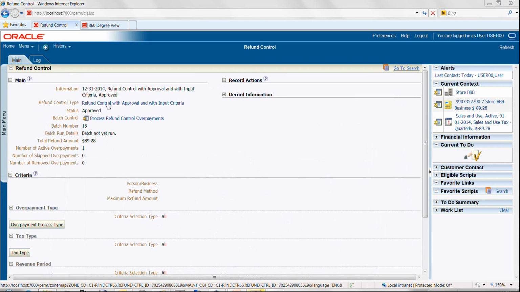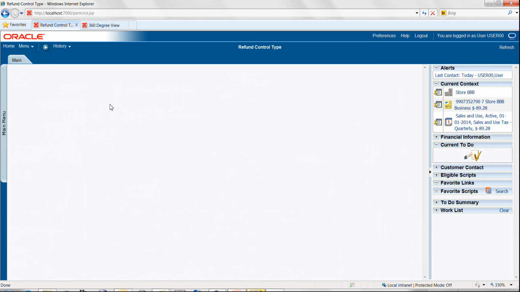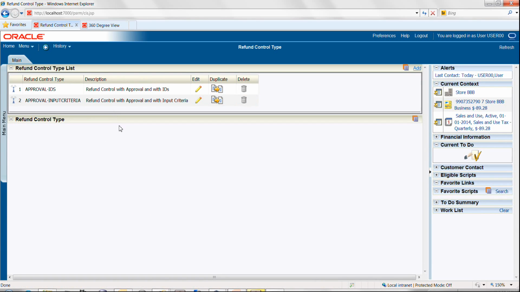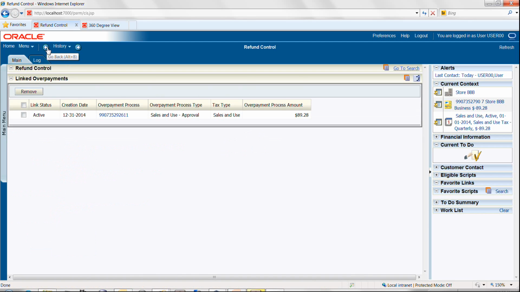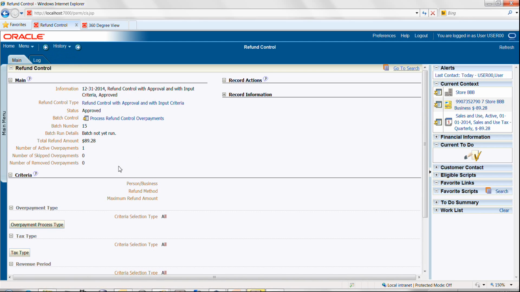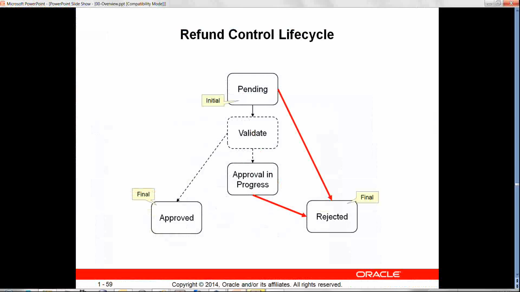Okay, so the refund control has a refund control type, and if I looked at that type, you will see that it also has an approval with thresholds, and the threshold shows that below 100 it doesn't need to have anyone to approve it. The total amount of all overpayment processes is very small, it's less than 100, we don't care about this, it's automatically approved. But now once it's been approved, we have to run a batch, which will then trigger the overpayment process to move to the next state, and to create the check.